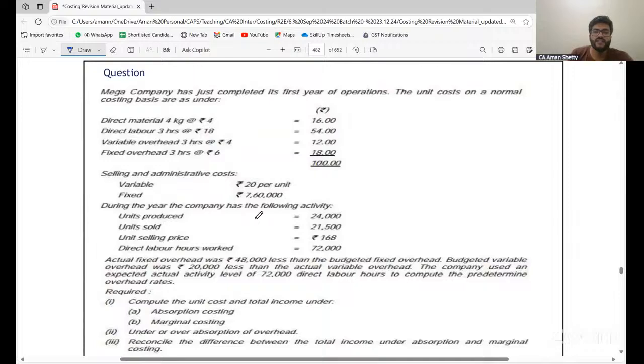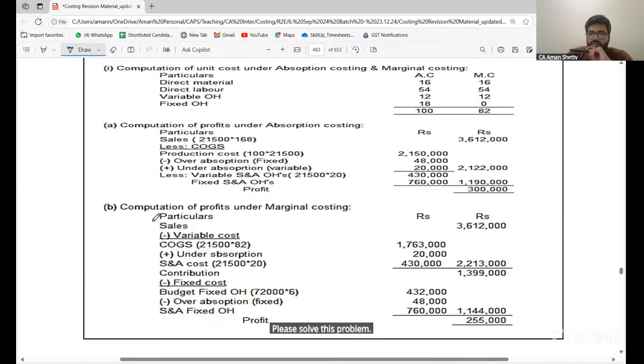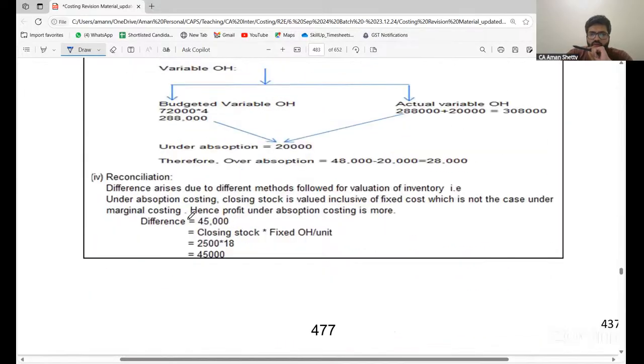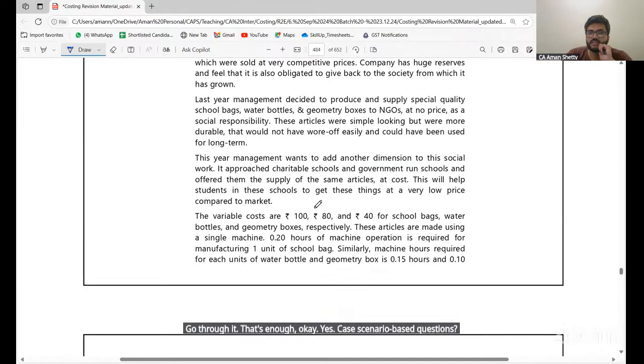Okay, now this is the absorption costing versus marginal costing problem. Please solve this problem. Go through it. It's enough. Yes. Case scenario based questions.